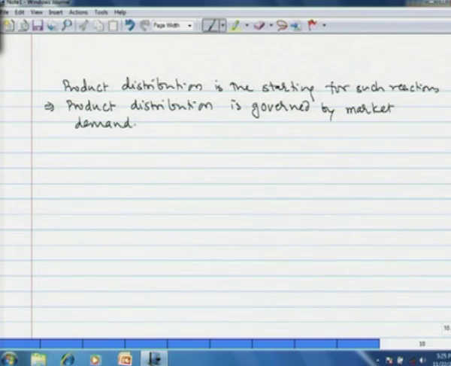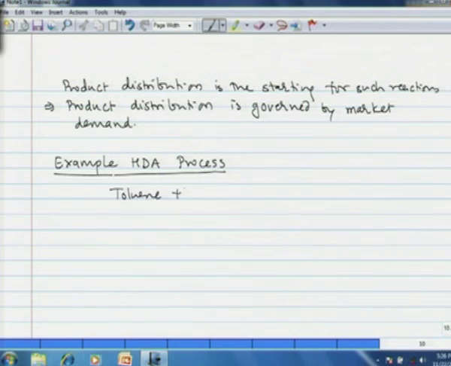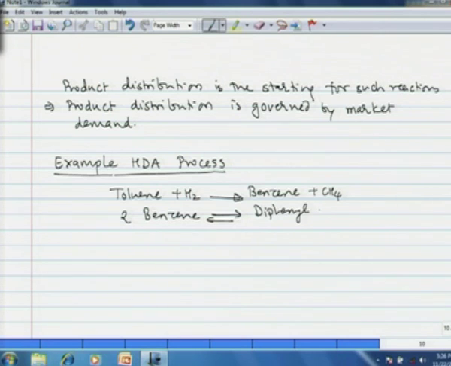Now, we shall see the example of the HDA process, as to how we can develop a material balance in terms of design variables. I briefly give the basic chemistry again. In the HDA process, toluene reacts with hydrogen irreversibly to give benzene and methane, and two molecules of benzene combine reversibly to give diphenyl plus hydrogen.